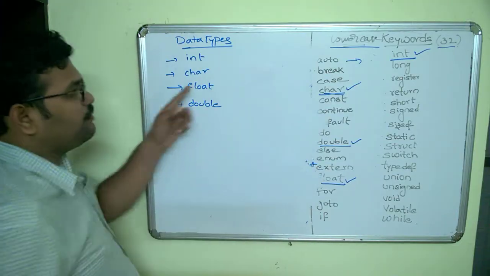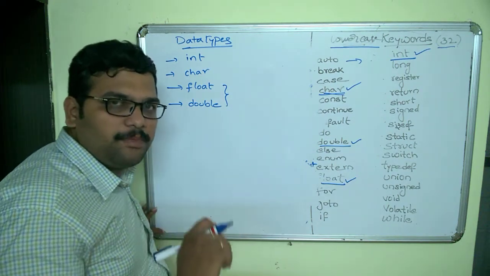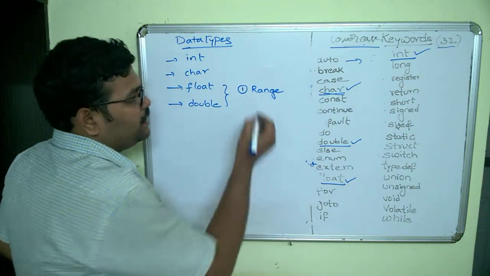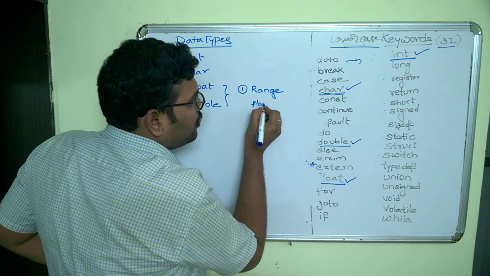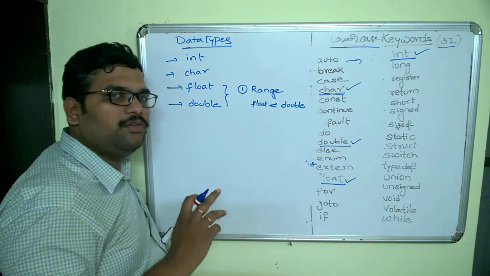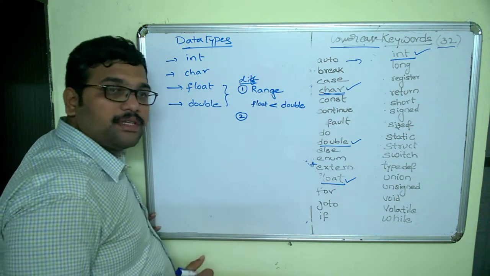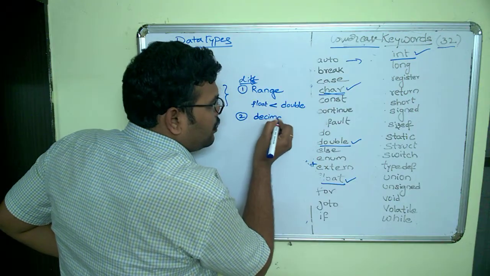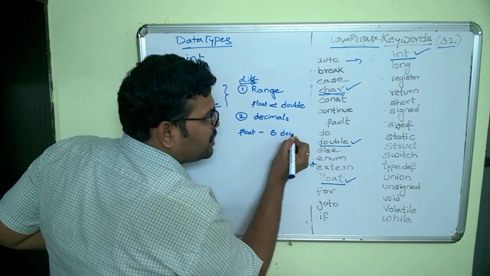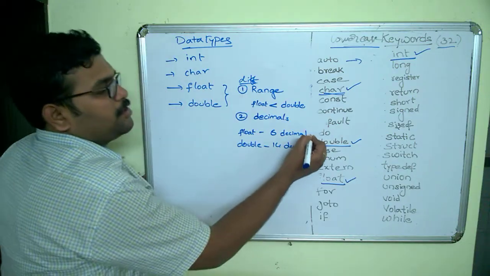There is a slight difference between float and double. Both are used to store fractional numbers, that means numbers which have decimal parts. The first difference is range. The range of float is less than the range of double. Float has a limited range, and if we want to exceed that range, we have to use the double keyword. And the second difference is decimal precision. Float can support up to 6 decimal precisions.